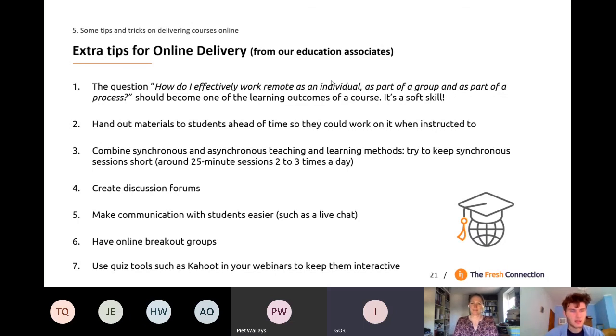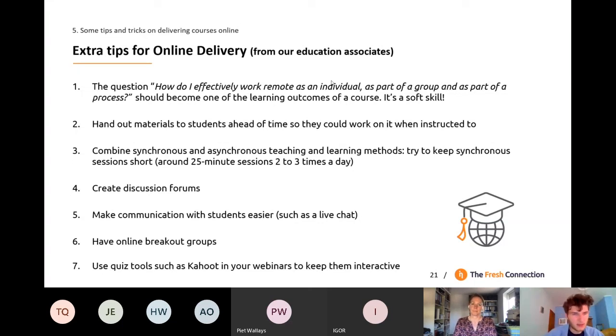Then some tips on online delivery in general. We have created this slide already a while back when the whole situation started developing in this direction with our education associates. Those are experts in the field of teaching and also in supply chain management. And they are working at different universities. So we have collected some of those insights.